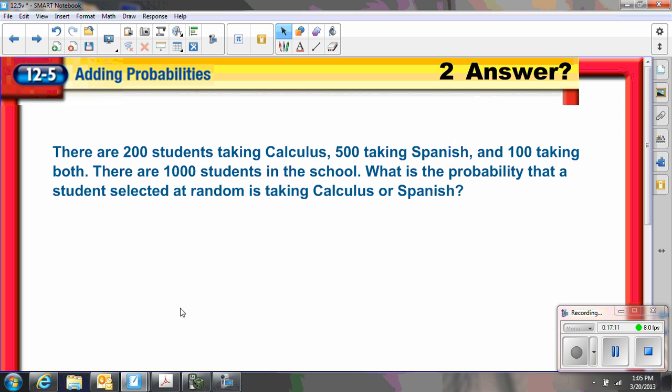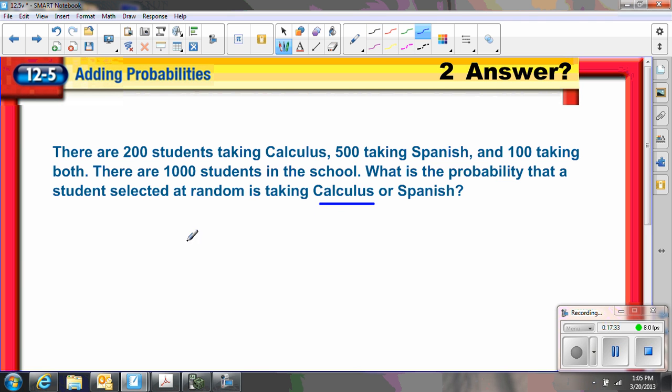One more here. Let's say there are 200 students taking calculus next year, 500 students taking Spanish, and 100 taking both. If there's 1,000 students in the school, I want to know what's the probability that a student selected at random is taking either calculus or Spanish. Because a student can be taking both calculus and Spanish at the same time, this is an inclusive event.